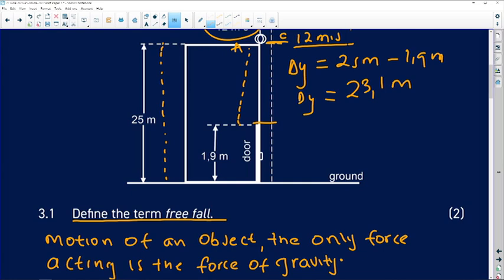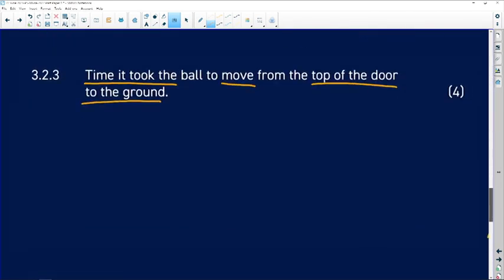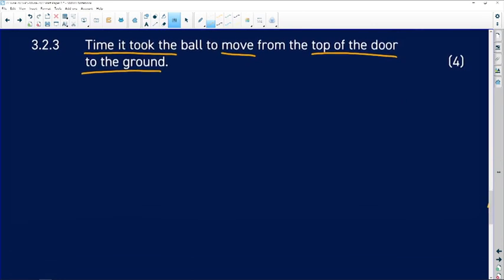So we have the velocity from point C. We don't have the velocity at the top of the door. It is advisable to calculate the velocity at the top of the door. Therefore, we can find the time because we know the final velocity. Let us go and do just that. Which formula can we then use? We can say that Vf squared, final velocity, equals Vi squared plus 2a change in y.